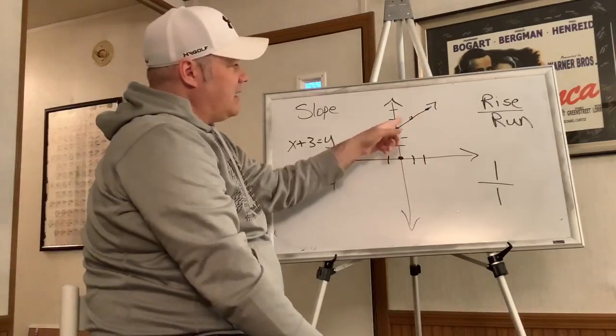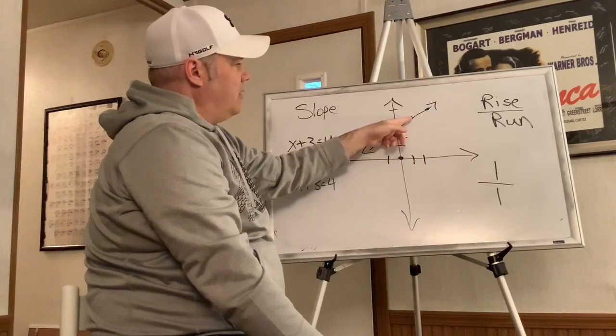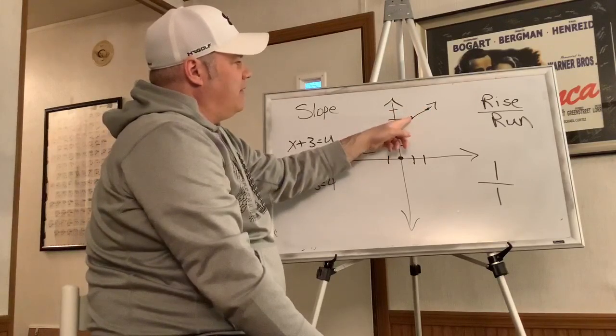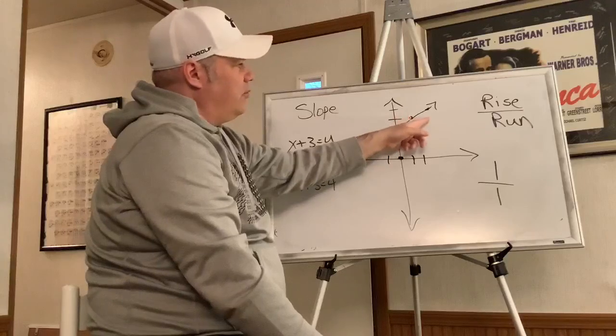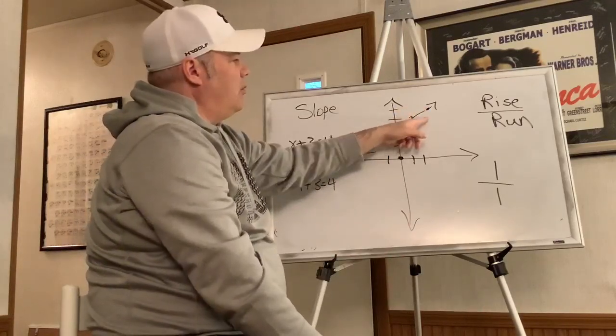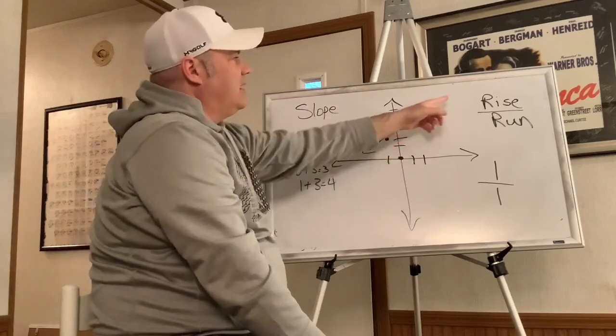And if I want to keep checking that, I'll go to the next one. We plugged in 2, and we got 5. So I went from 1 to 2, that's a run of 1. And I went from 4 to 5, that's a rise of 1. So I went 1, 1 up there. And so I could keep going.